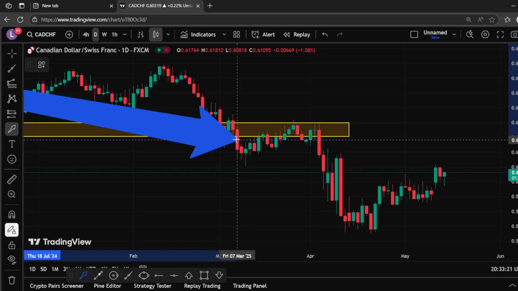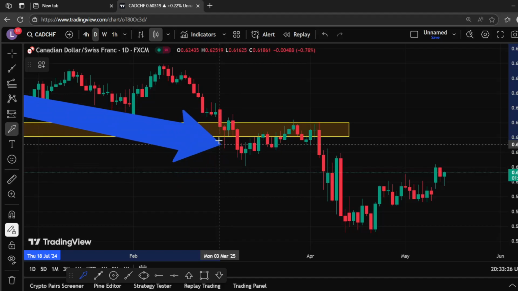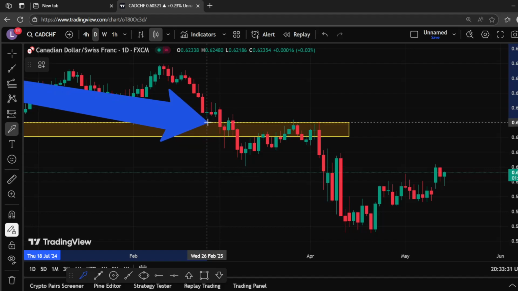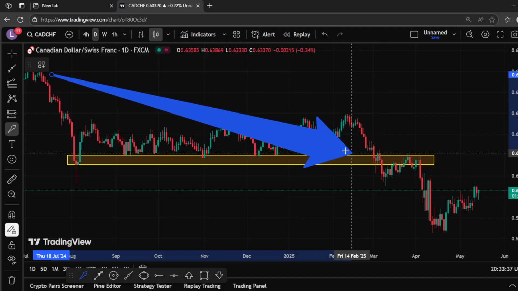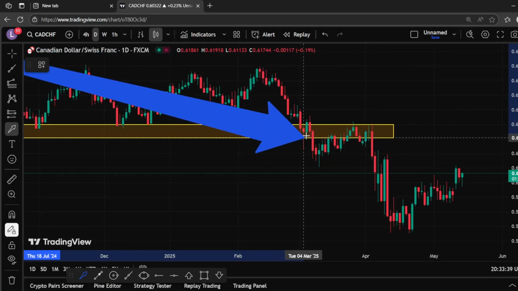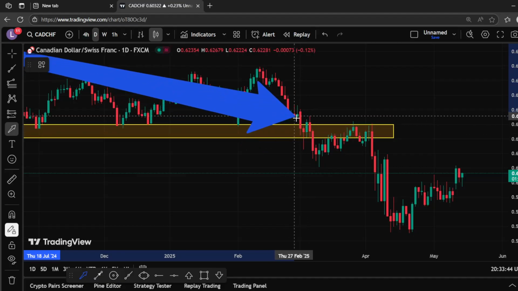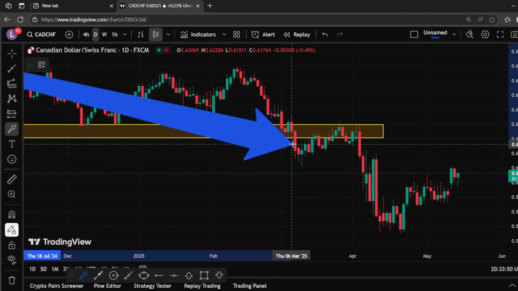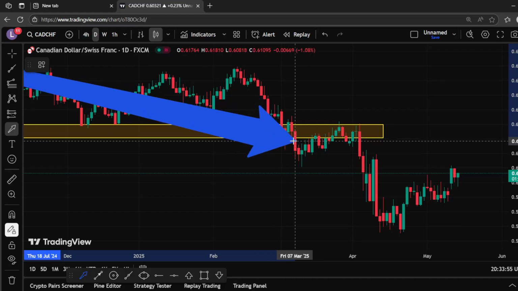So for a good few months, we have been trading above the level. Since August to March, I think it's about 8 months. So we broke the level, and when we broke this level, the sellers came into the market.